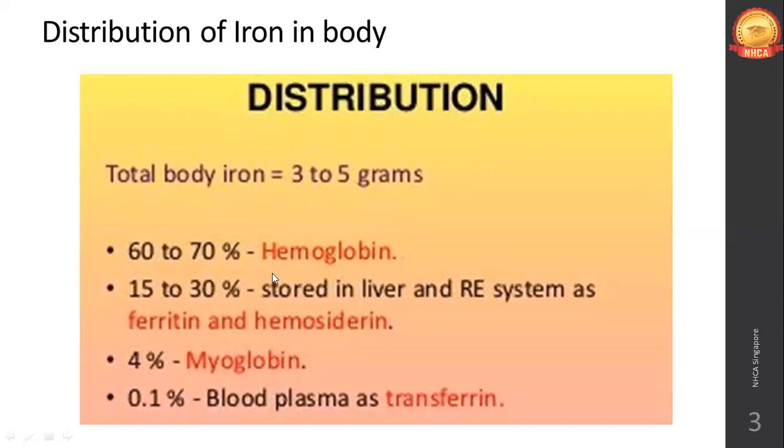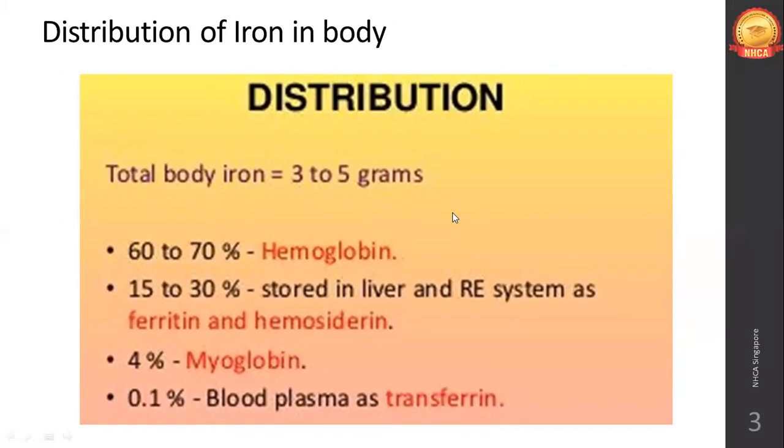Out of this 3 to 5 grams or 2.5 to 4 grams, 60 to majority of the iron is found in hemoglobin. Hemoglobin runs throughout your blood. Your RBCs carry it. Hemoglobin is found in the RBC. Hemoglobin is what pigments your RBC. It gives the red color to the RBC.